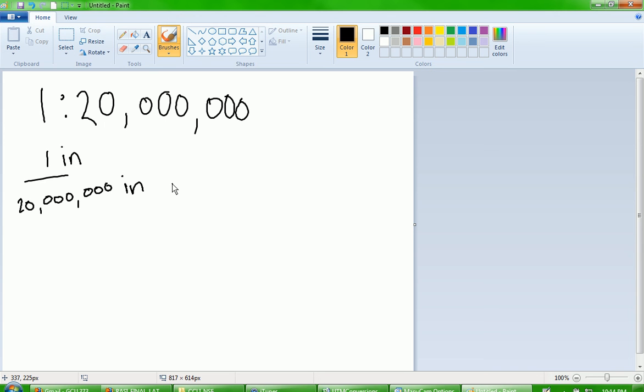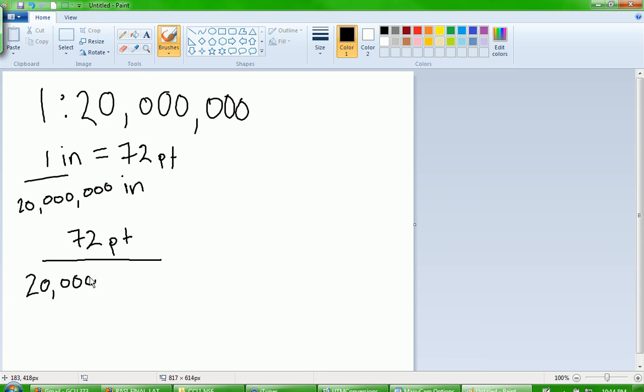So it's telling you that 1 inch on the map has 72 points. So we can now do this. We can do 1 inch equals 72 points. And once we do that, we can rewrite our equation, where we go 72 points is the same on the map as 20 million points, or inches, would be on the ground.